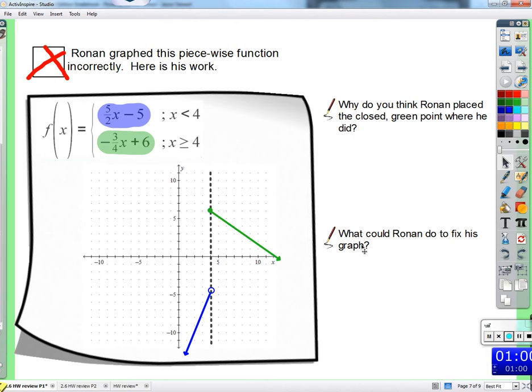See, why do you think Ronan placed the closed green point where he did? So that closed green point is right there. Why do you think you put a point there? Just it says plus 6 in the equation. The equation says plus 6. And that plus 6 tells us what when we're graphing a line? The y-intercept. That seems reasonable, right? And why is that not correct? Maybe that's not the y-intercept. Yeah, well, it's not crossing the y-intercept.